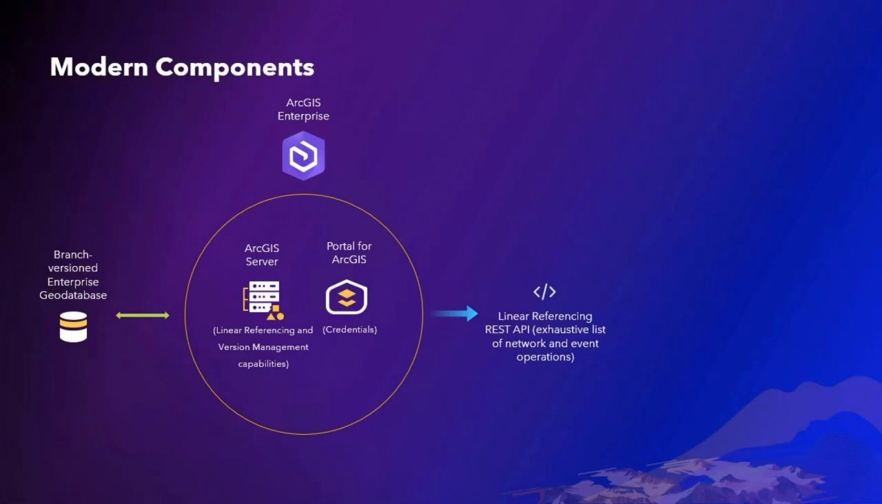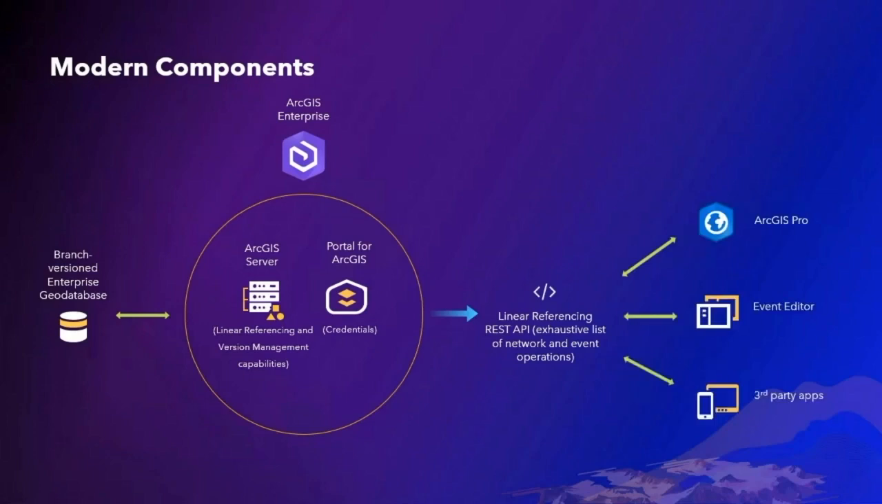This API is the cornerstone of most LRS consumption in this new architecture, and it is used by ArcGIS Pro, Event Editor, and third-party applications that you may decide to build. Note that you need to do LRS configuration through Pro when it is directly connected to the geodatabase. You may also do some data loading initially through a directly connected pattern, but in most regular use cases, you will use Pro connected to the LRS feature service coming from Enterprise.